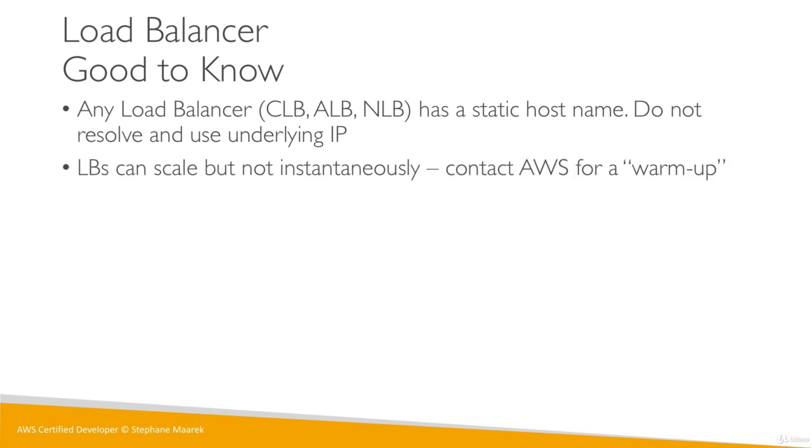Load balancers can scale, but not instantaneously. So basically, if you expect a massive load, you should contact AWS for them to warm up your load balancer so that they scale with you. NLB, as opposed to ALB and CLB, sees the client IP directly on the application side, so there is no X-Forwarded-For proto header as before, but that's just for network load balancers.